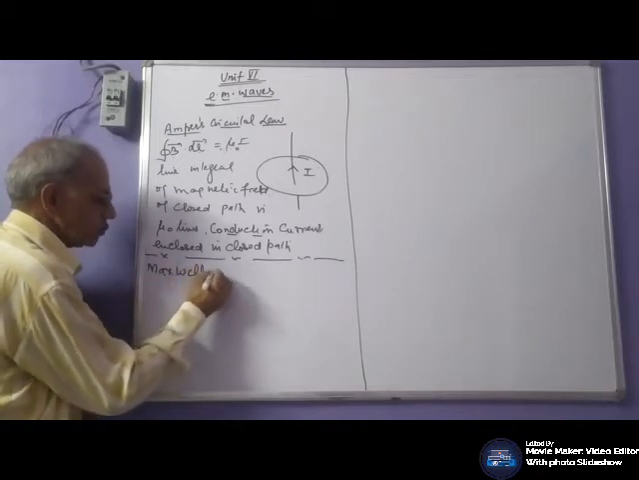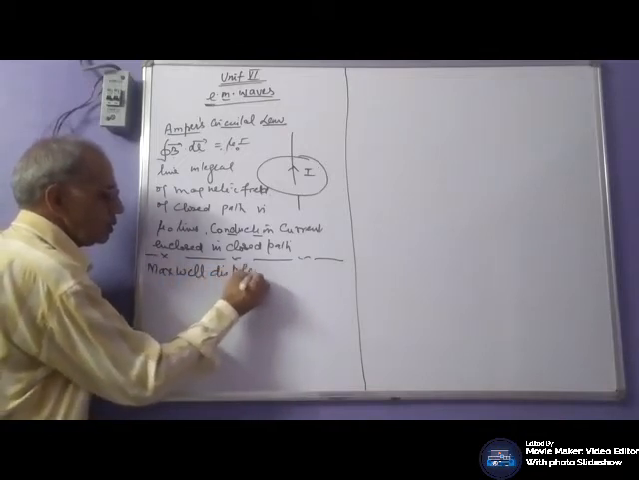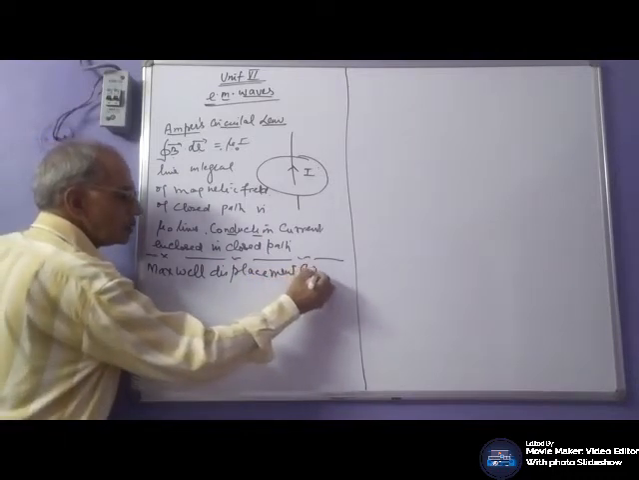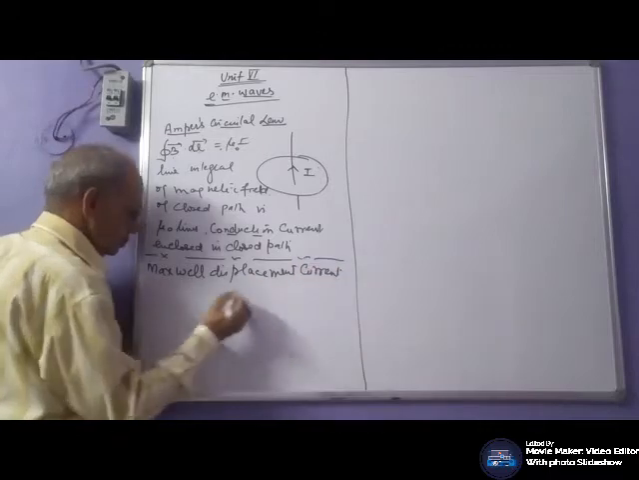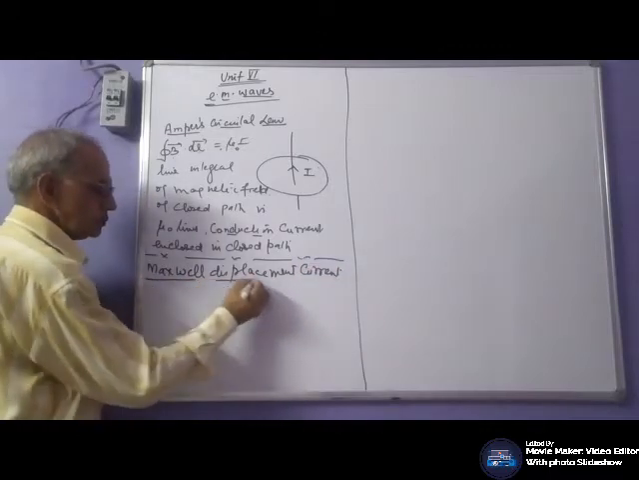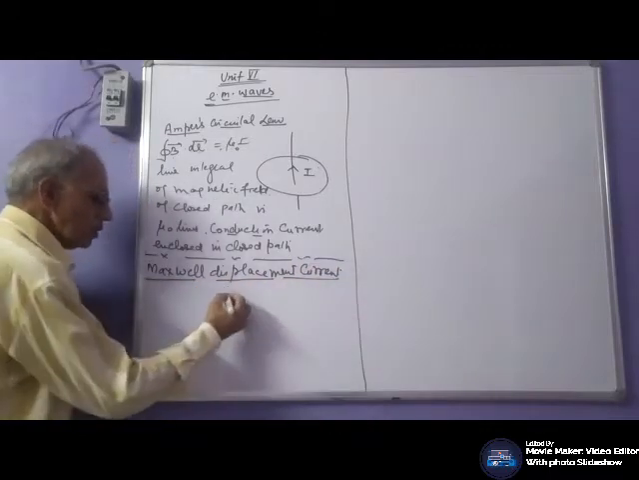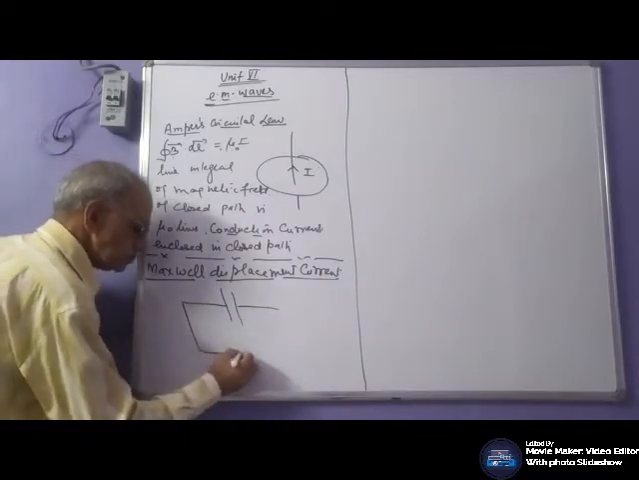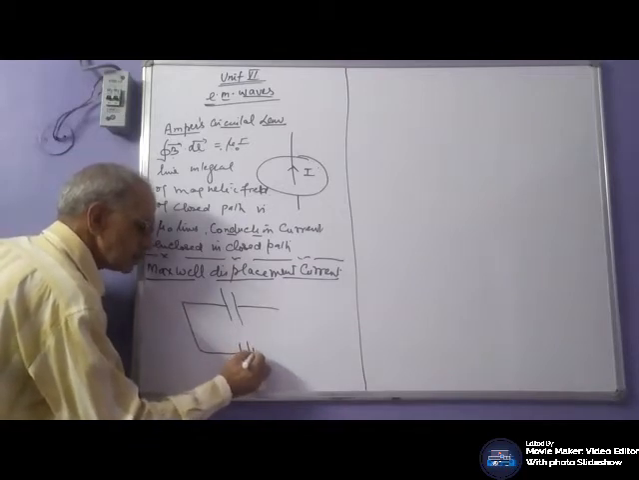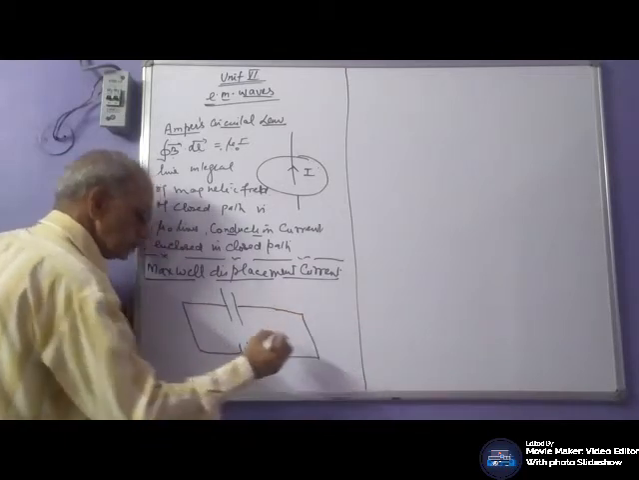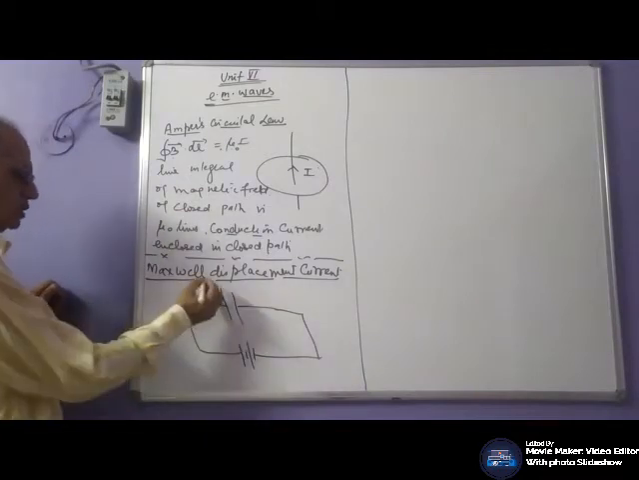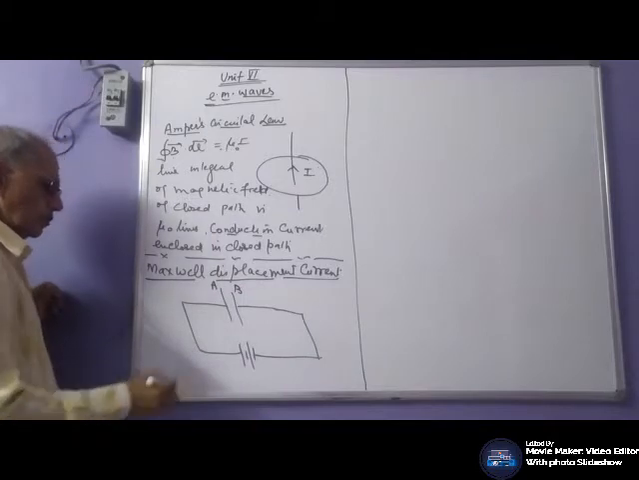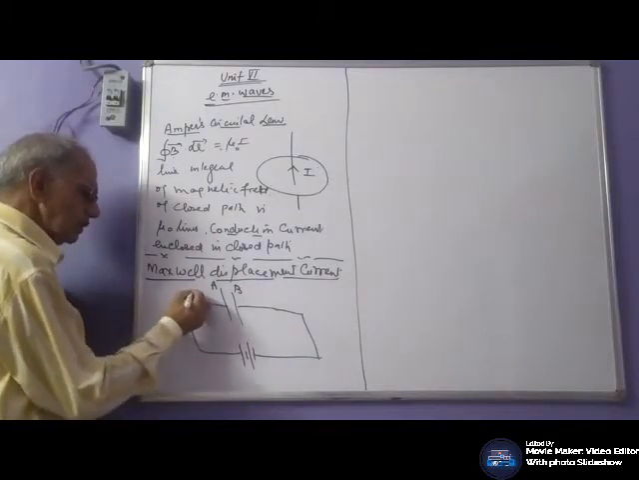This was your Ampere circuital law. Maxwell displacement current. This is a capacitor in a circuit which is charged. This is plate A, this is B. Charge starts flowing.